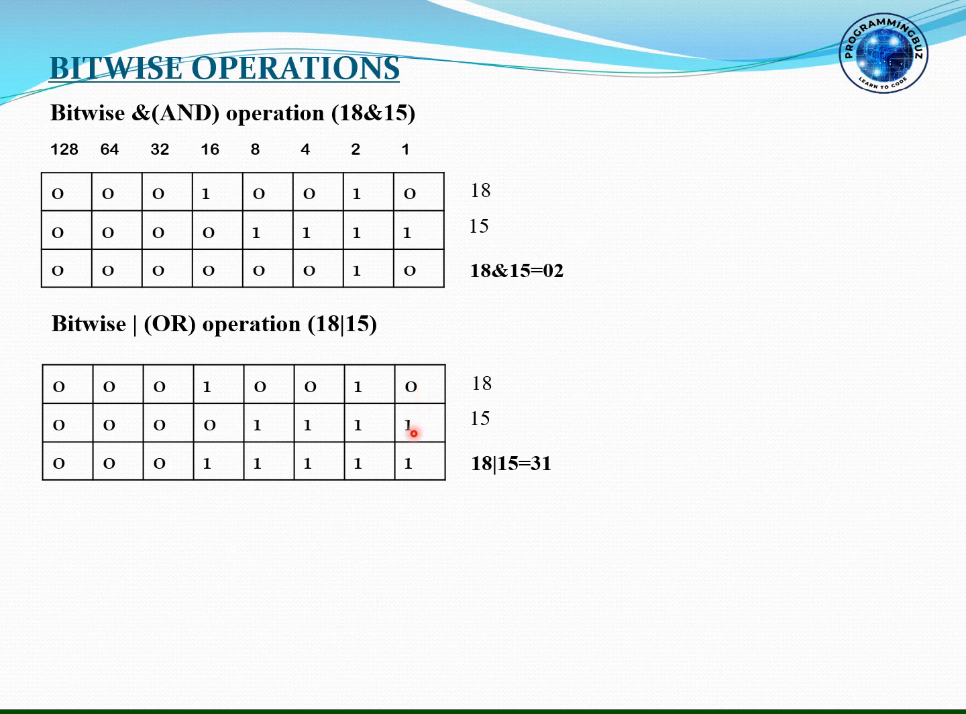So therefore 0 or 1 will be equals to 1. 1 or 1 equals to 1. 0 or 1 is 1. 0 or 1 is 1. 1 or 0 is again 1. And after that 0 or 0 will be equals to 0. So hence the OR operation of 18 or 15 will be equals to 1 1 1 1 1, which will be equals to 1 plus 2 plus 4 plus 8 plus 16, and which is equals to 31. So this is how the OR operation is done.